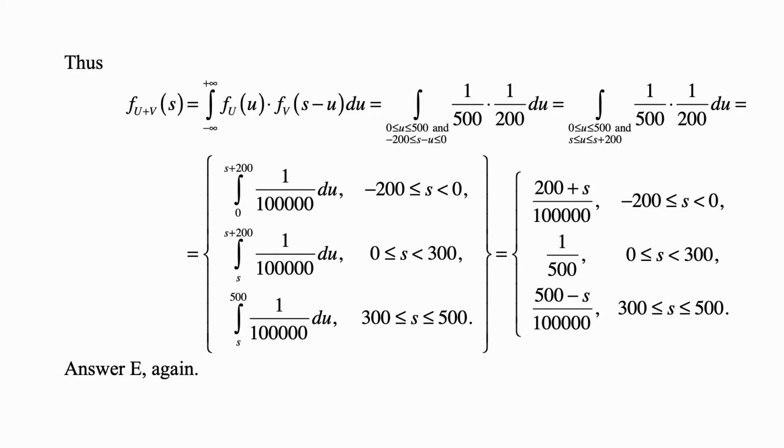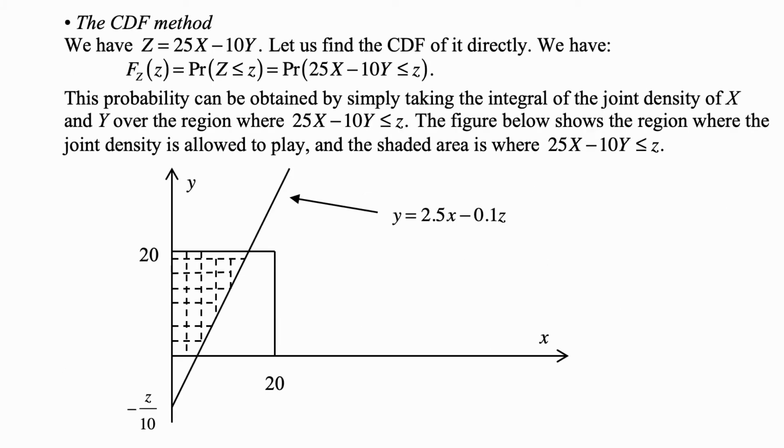Again, the same thing. And now we will try to figure out the CDF of 25x minus 10y in the third method, the CDF method, directly. So F sub Z of z is the probability that Z is less than or equal to z, which is the probability that 25x minus 10y is less than or equal to z. The probability can be obtained by simply taking the integral of the joint density of x and y over the region where this happens, where 25x minus 10y is less than or equal to z.